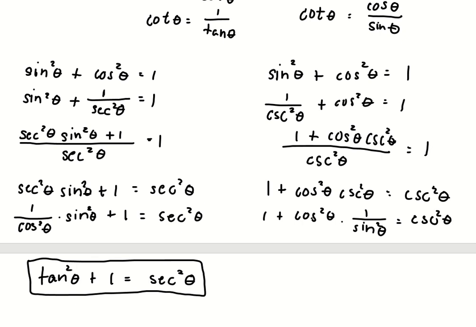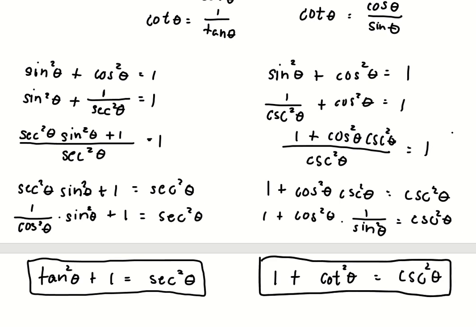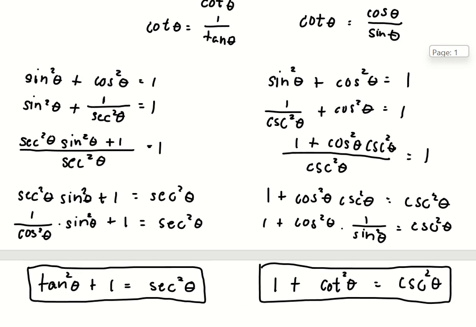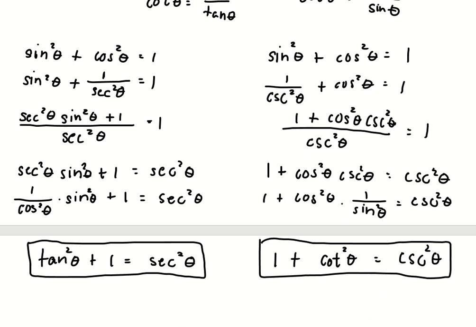And we know that the ratio of cosine to sine is cotangent, and they are squared, so we say that 1 plus cotangent theta squared is equal to cosecant theta squared. And this is exactly like what we have here: 1 plus cotangent theta squared equals cosecant theta squared. So that's how we derive the Pythagorean identities.